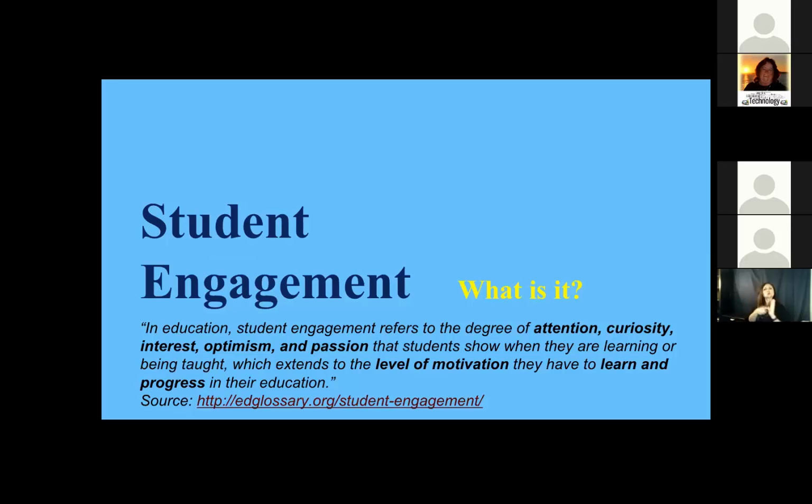We definitely want to keep their attention. We want their curiosity. We want to engage them in critical thinking. We want them to be interested in what they're doing and what they're learning. We want them to stay positive about what they're learning, and we want them to have passion and motivation so that they're able to learn and progress. So those are things that when we think about student engagement, they all come together.